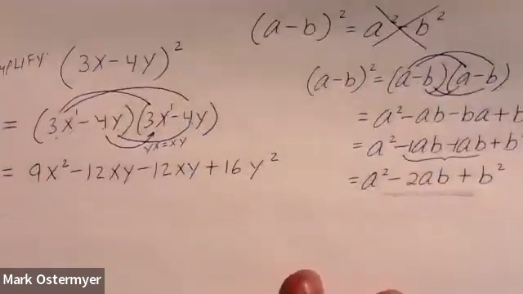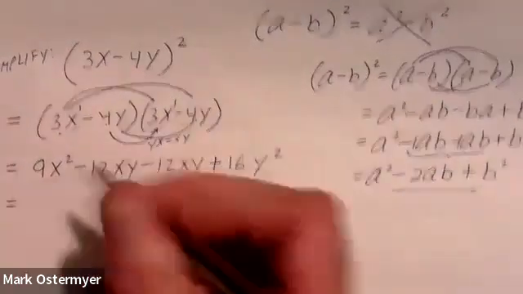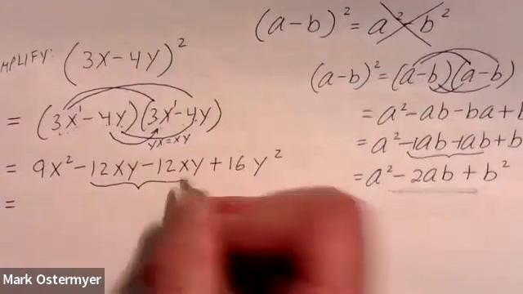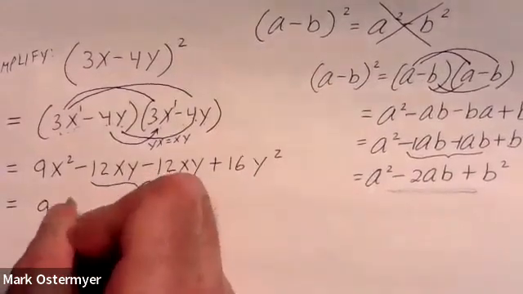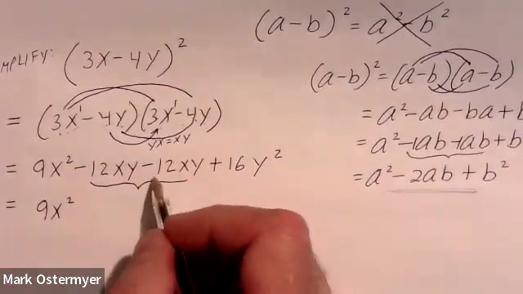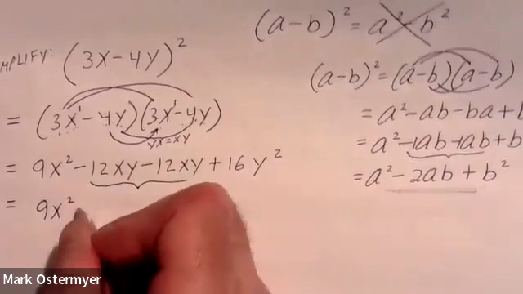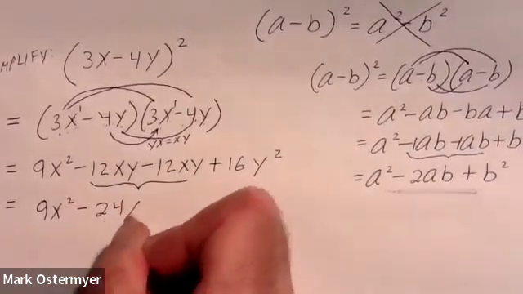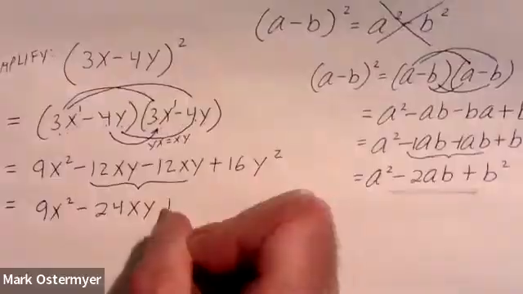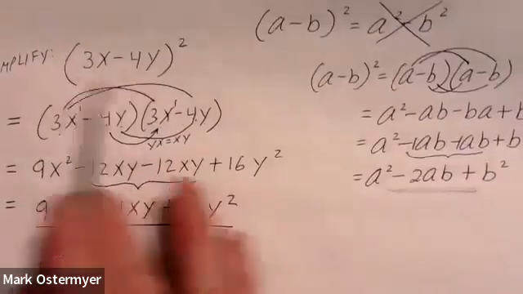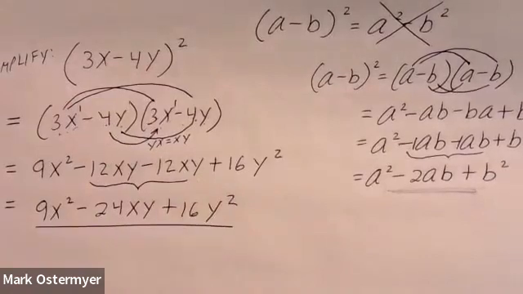Finally, to wrap this up, we want to combine the two middle like terms, as they are like terms. They need to be combined. So minus 12 of these xy's, minus 12 more of these xy's, nets us minus 24 of these xy's. And we're finally done. That would be the correct product of the squaring of that binomial.